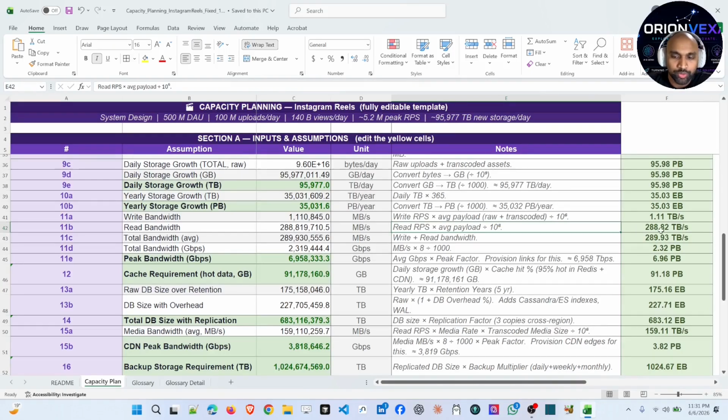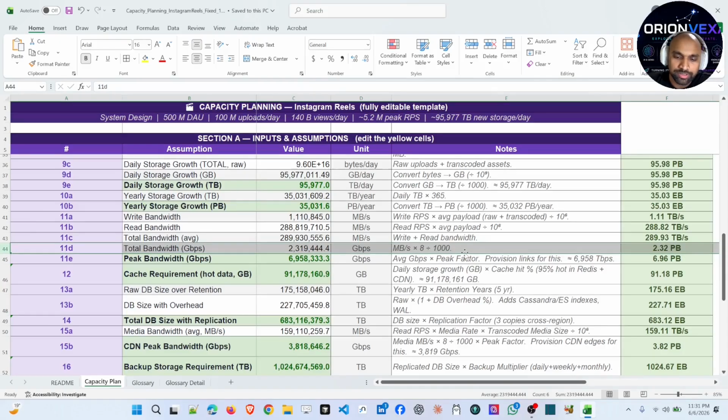This is how we can calculate the read bandwidth. It's around 288.82 terabytes per second. Total bandwidth is the sum of the above two values. It's around 289.93 terabytes per second. Total bandwidth in Gbps, it's around 2.32 petabytes. Peak bandwidth is 3 times the average bandwidth. That is around 6.96 petabyte per second, the peak bandwidth.